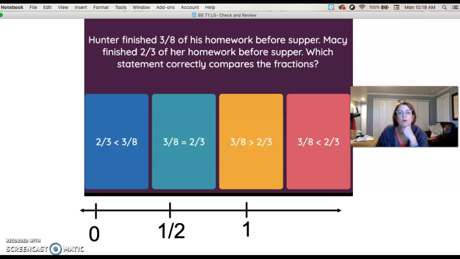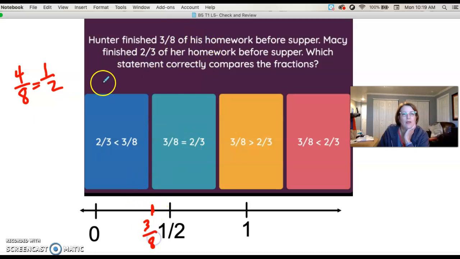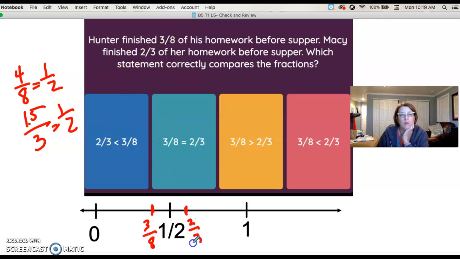So this would be the correct answer. Hunter finished 3/8 of his homework before supper. Macy finished 2/3 of her homework before supper. Which statement correctly compares the fractions? I know that 4 is half of 8, so 4/8 is the same as half. 3/8 is less than half. I know that 1.5 is half of 3. 2 is more than that, so 2/3 is a little bit more than a half. So is 2/3 less than 3/8? Nope.